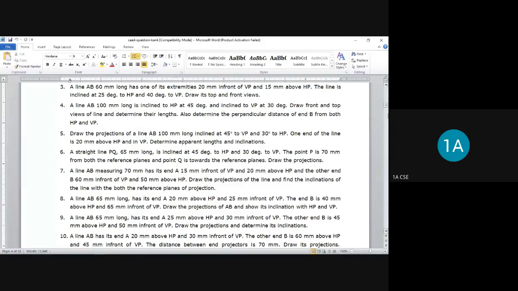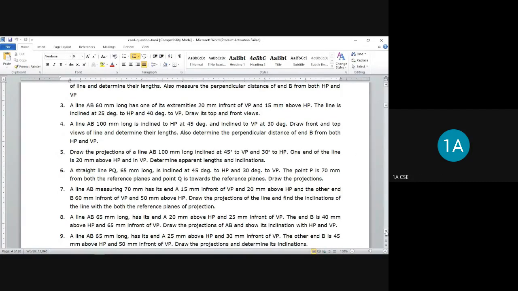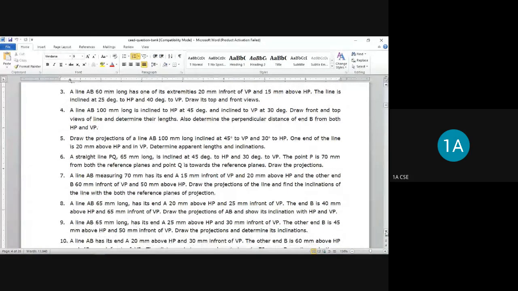Please take down the problem numbers for your assignment, for today's assignment. Take problem number 3, and problem number 5, and 9. Problems 3, 5, 9 are to be done. Can you scroll down a bit? Please take a screenshot. 359.